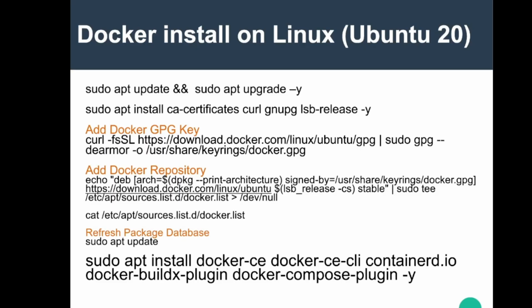Then we have containerd.io. Then we have the advanced builds plugin, and also Docker Compose so that we can manage multiple Docker containers in our Linux system. So these commands are helpful to install Docker on our system. So let's go one by one on our Linux system and try to install all these things.